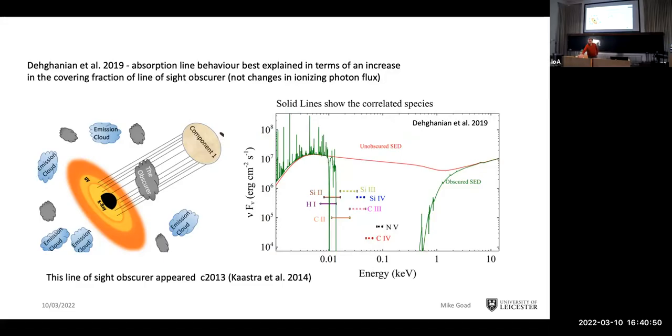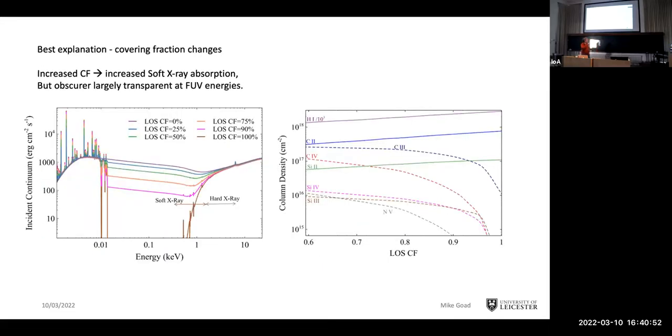Okay, so Miriam fleshed this out a little bit. She looked at how different combinations of the direct light from the continuum source and the filtered light, so through the obscurer, would affect the column densities of the ions. Okay, the diagram on the right, and you can see that these clearly break up into two distinct groups here. Okay, the H1, which is divided by 10 to the 3 here, and the carbon 2, okay, don't change much with the line-of-sight covering function. Okay, but the high ionization lines clearly do.